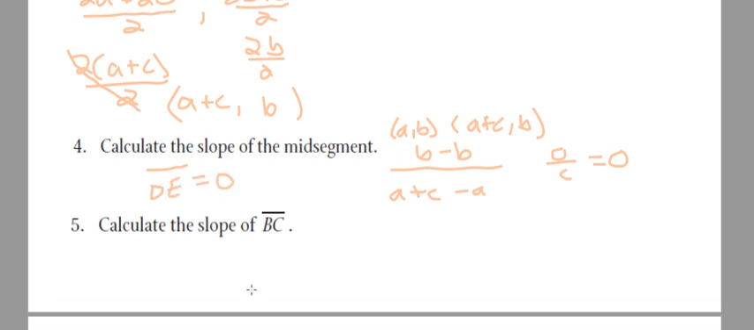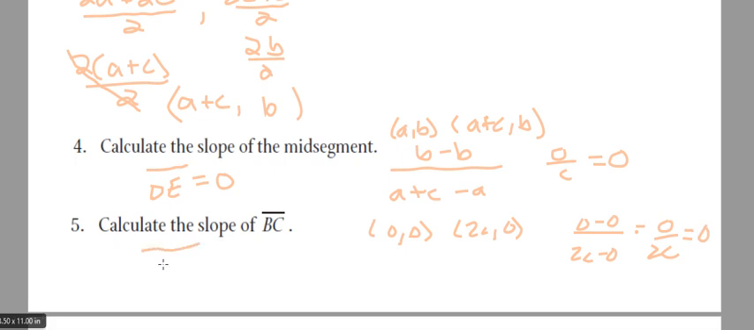We can do the same thing to find the slope of BC. If B is located at (0, 0) and C at (2c, 0), that's going to give us 0 minus 0 over 2c minus 0. And 0 over 2c, just like 0 over c, is always going to be 0. So now I know here that the slope of BC is also equal to 0.